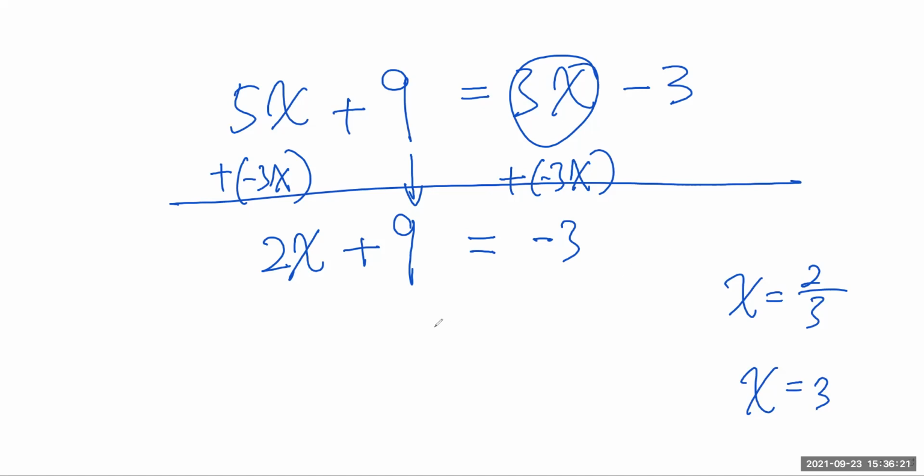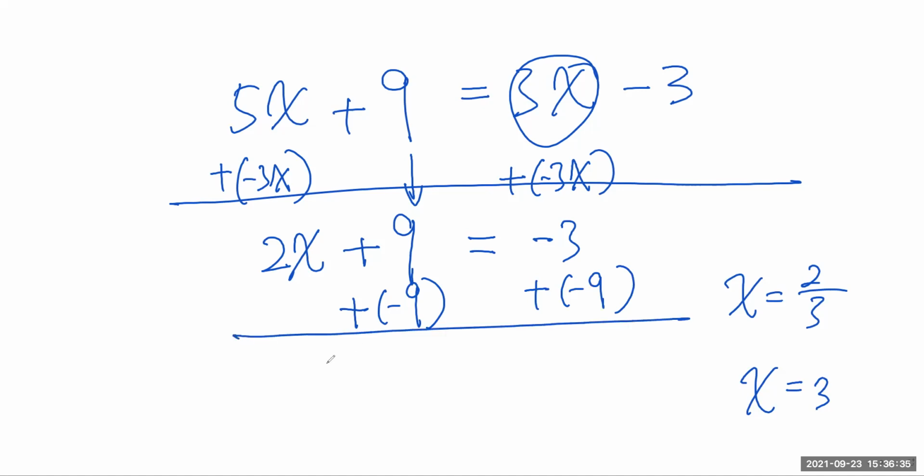Oh, yeah, right. Okay. Now we're just going to take out 9. How do we do that? We add negative 9, right? On this side is negative 9. And on this side, we got 2x.